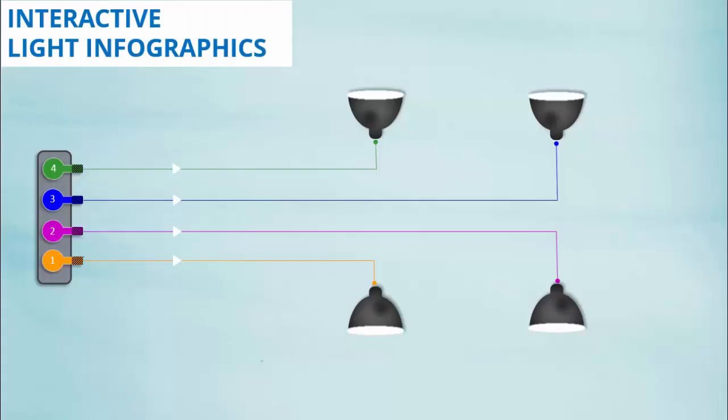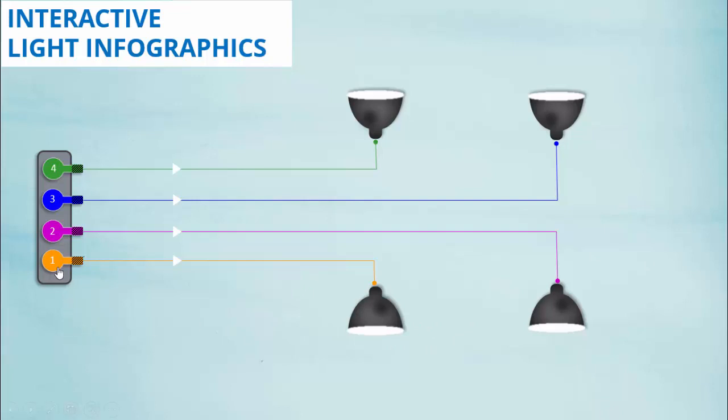In today's tutorial, I'm going to show you how to make an interactive light infographic slide in PowerPoint. As you can see here, I've created 4 lamps and 4 switches. When I click on each switch, the light of that particular lamp will light up. So let me just show you.